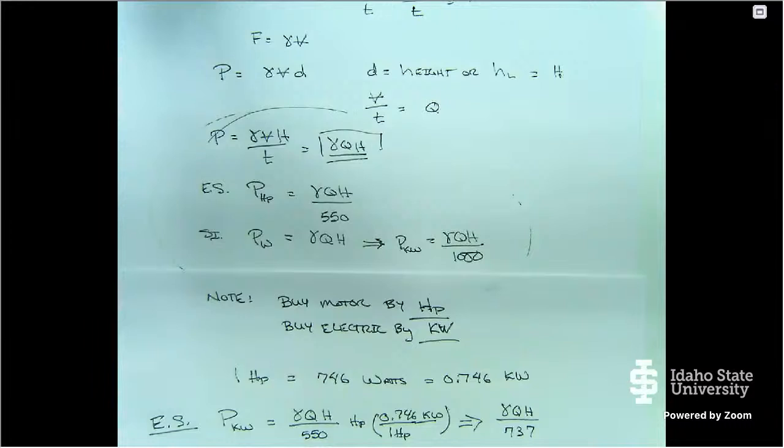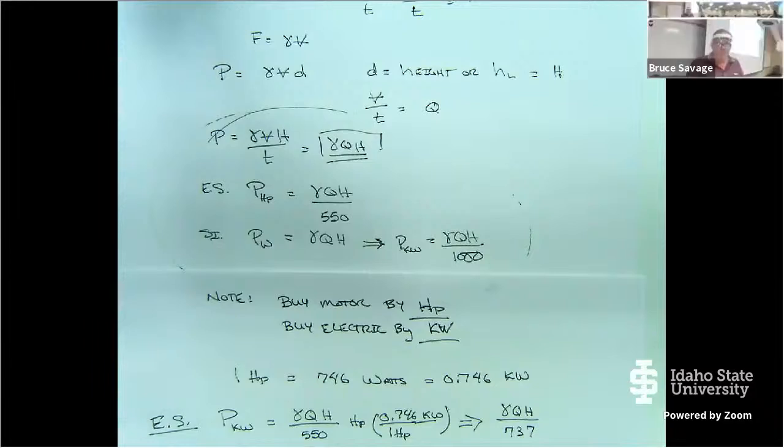But in industry, for some reason, people said, you know, that's too hard to remember. So I'm going to put this: power in kilowatts is equal to gamma QH divided by 746.